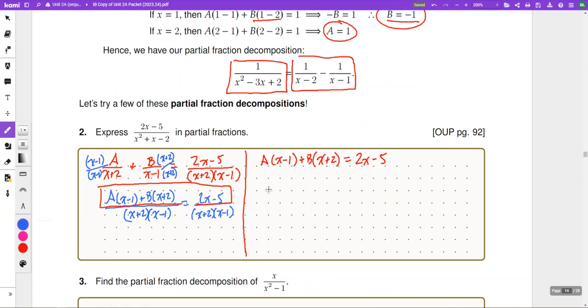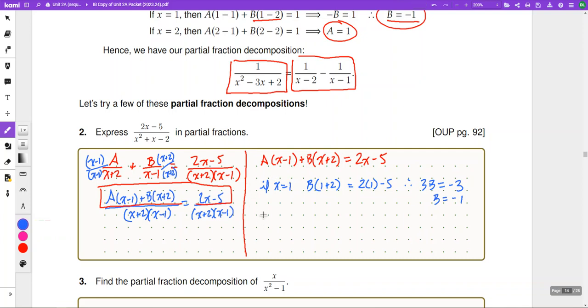Then if we select x to be 1, then that would mean that b times 1 plus 2 is going to be equal to 2 times 1 minus 5. So in other words, 3b is going to be equal to negative 3, which would mean that b is negative 1. Right? Because of course if x is equal to 1, then 1 minus 1, that term goes to 0.